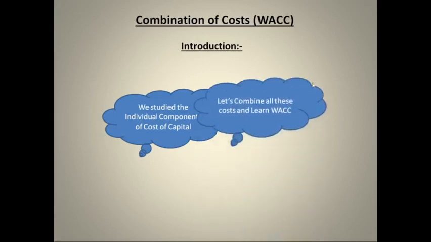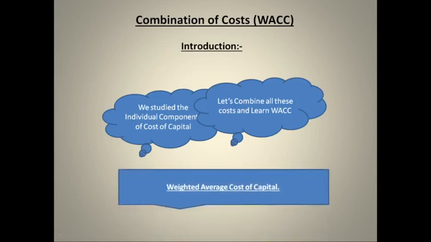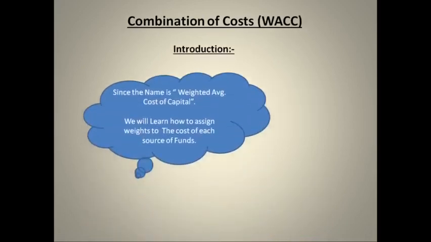So what we will do now is combine all those costs for all the sources of funds and learn how to find the weighted average cost of capital. Since the name of this method is the weighted average cost of capital, we will be learning how to assign weights to the cost of each source of funds. For example, we will be finding the weight of cost of preference shares, the weight of cost of equity shares, or the weight of cost of debentures in a particular capital structure.